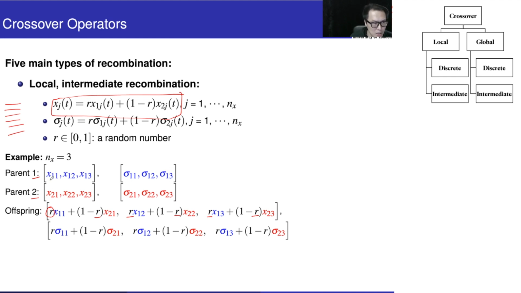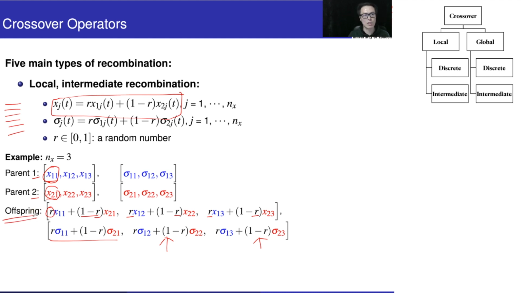When we look at the first element, R times x11 plus 1 minus R times x21, we use the information from both parents. The same applies to the sigma. So repeat this process for the next position and then the third position, and so on. We come up with one offspring.